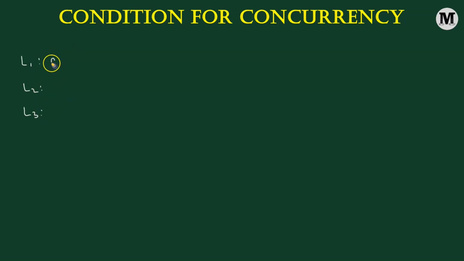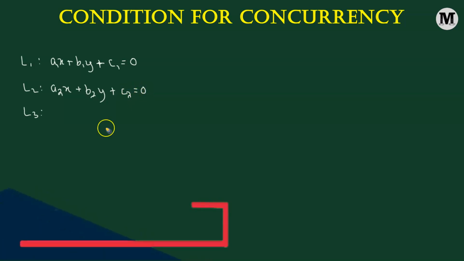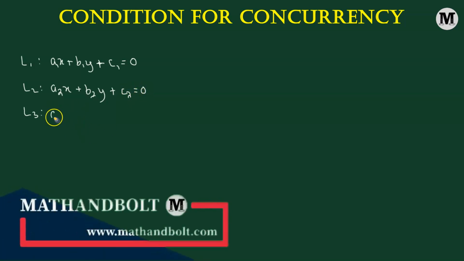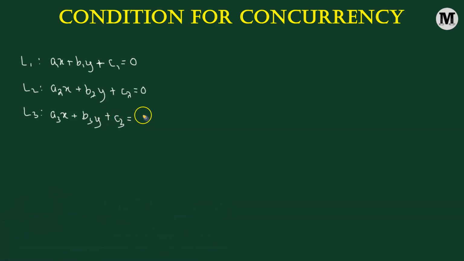Let us suppose that the equation of line L1 is given by A1x plus B1y plus C1 equals 0. So here we are considering the general form of a line. For line 2, let's say its equation is given by A2x plus B2y plus C2 equals 0. And then for the third line, let's say its equation is given by A3x plus B3y plus C3 equals 0. So we want to find out the condition for concurrency.